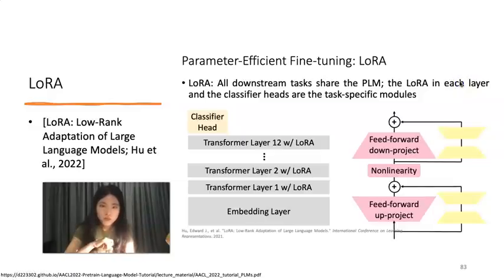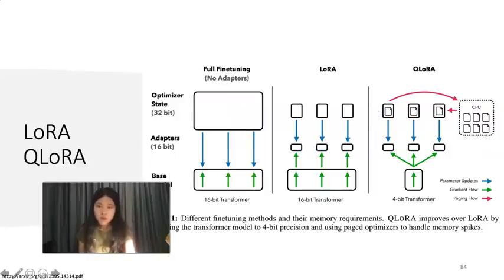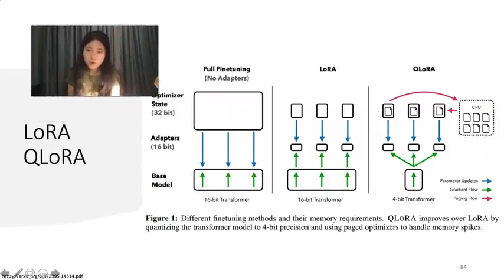In other words, all downstream tasks share the PLM. The LoRA in each layer and the classifier heads are the task-specific modules. And besides LoRA, we have a further quantized version called QLoRA. So that's, again, further quantized.